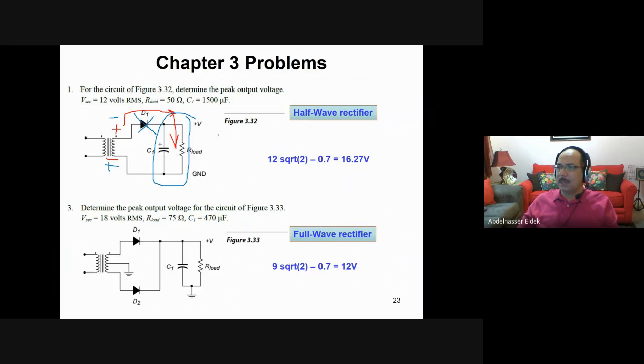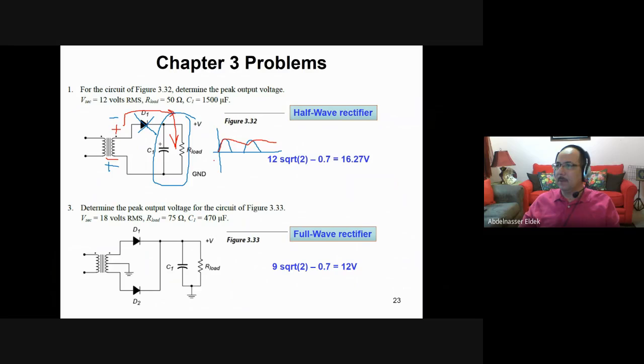Then, of course, in this case, you have a signal like this, for example. If this is the signal supposed to be like this, half-wave rectifier, then the output will look like this, and so on, like this.